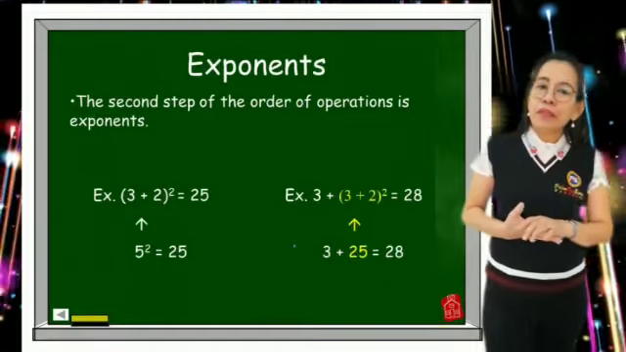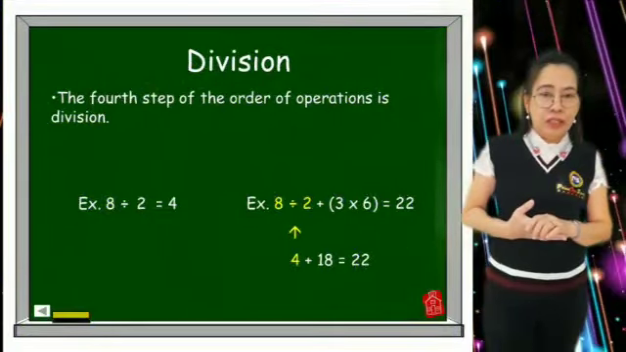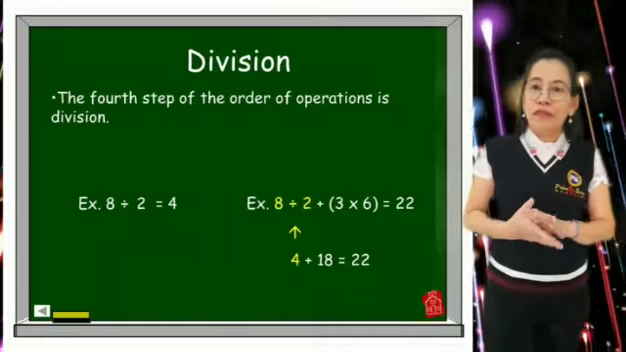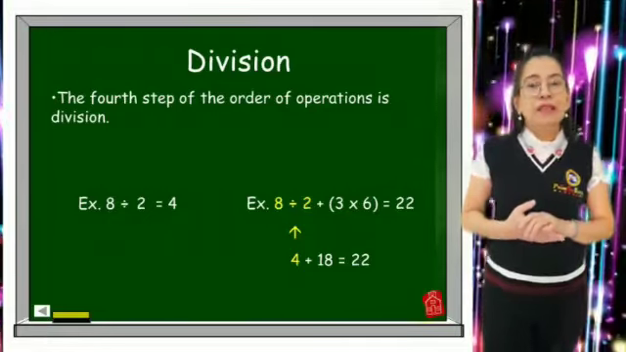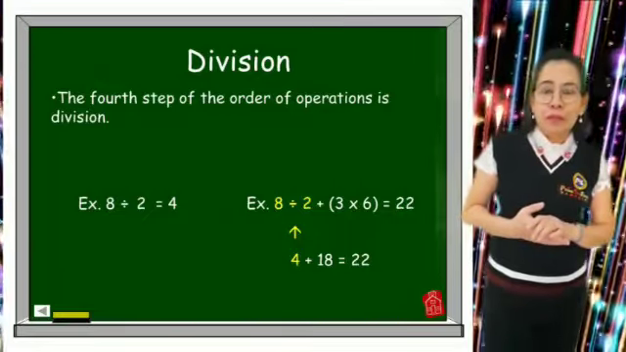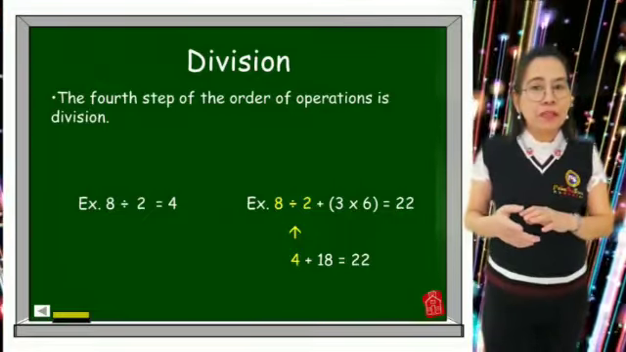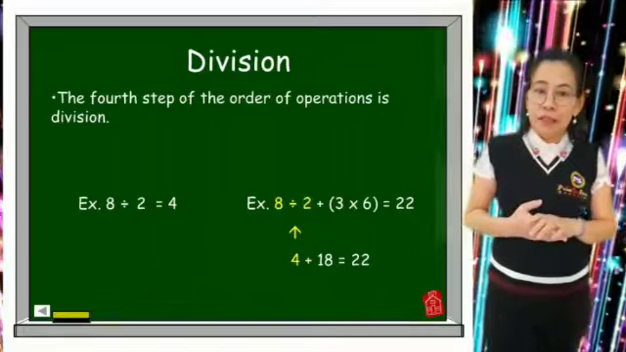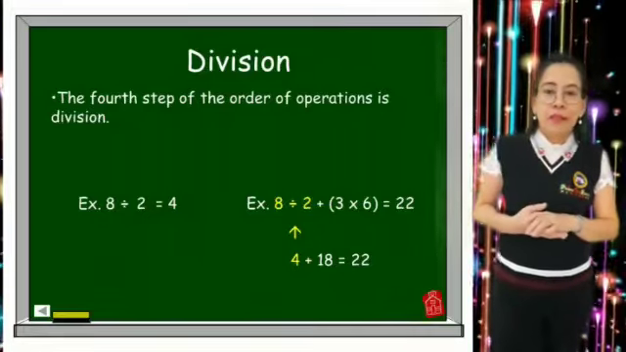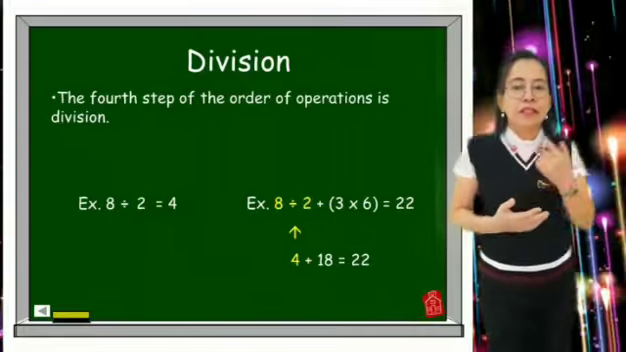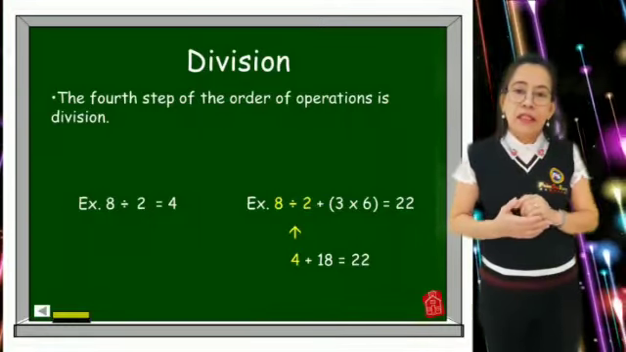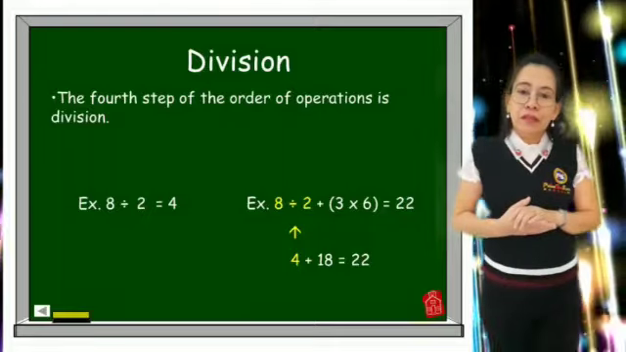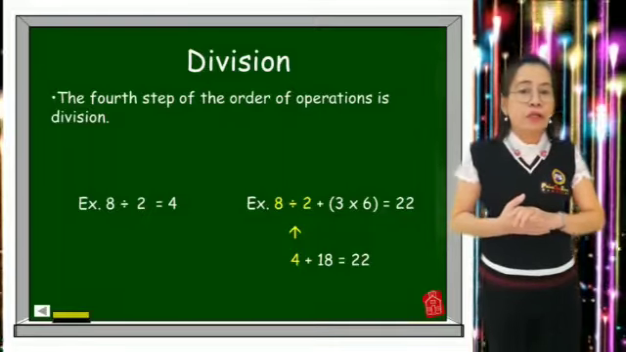Then the fourth step of the order of operations is division. This is again another fundamental operation in math. Let's say, for example, 8 divided by 2 equals 4. If there is another component, again we will apply PEMDAS. Let's say, for example, there is parentheses and there is division. So we do first inside the parentheses, and then after that we can do the division, and then the last component is you're going to add.